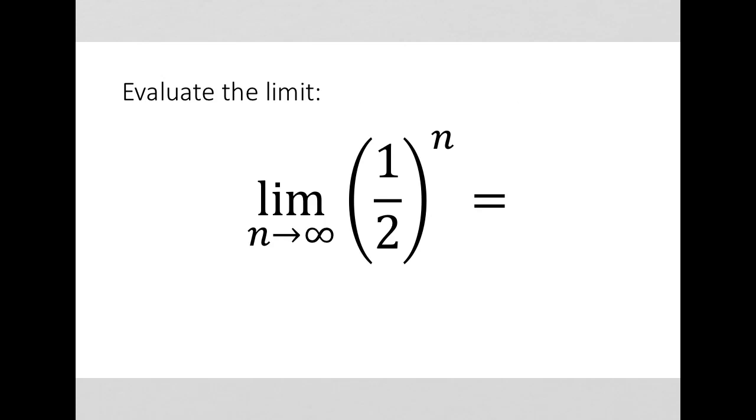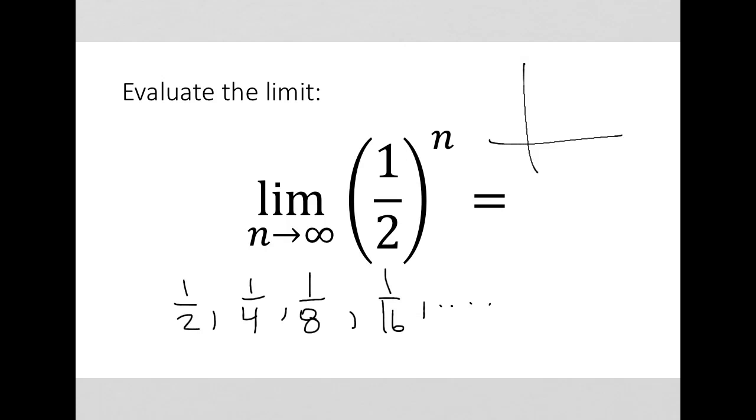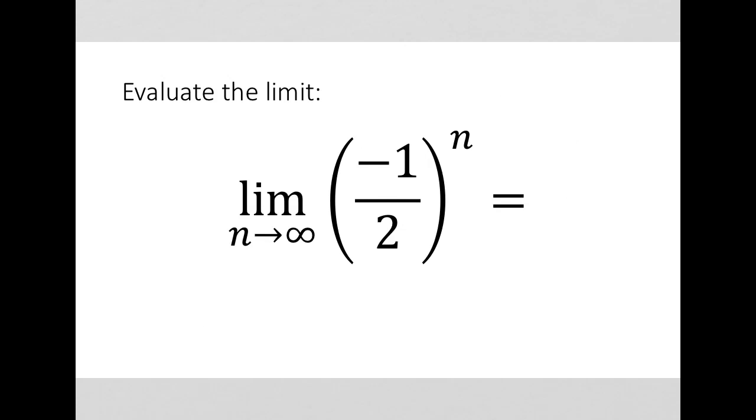All right, well, what about this? What about a fraction, 1/2? Well, again, let's think about this sequence. The first term would be 1/2, and then we'd have 1/4, and then 1/8, and then 1/16, etc., etc., etc. If you think about it as an exponential graph, it's going to look like that. It's going to tend towards 0. So that limit will be 0.